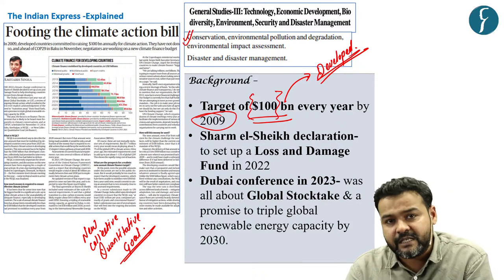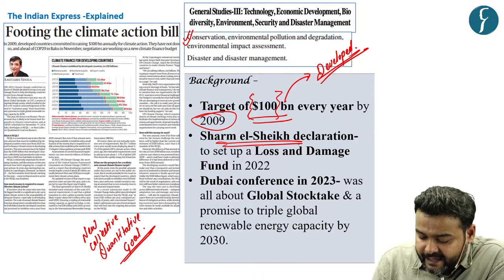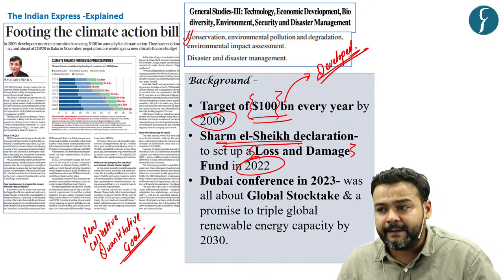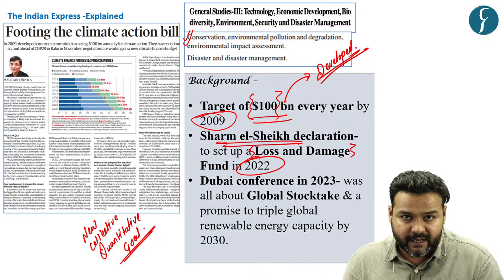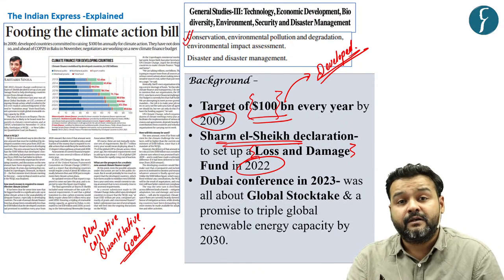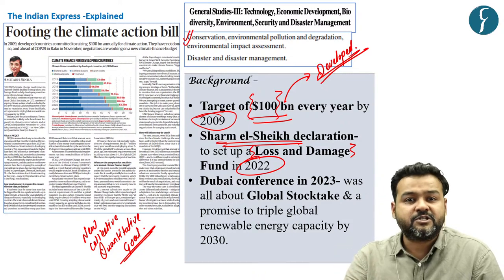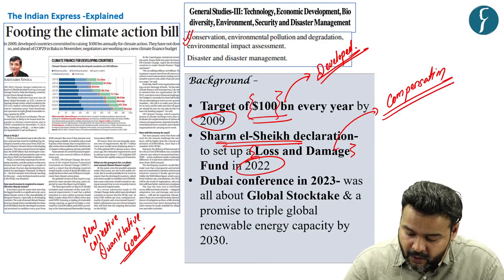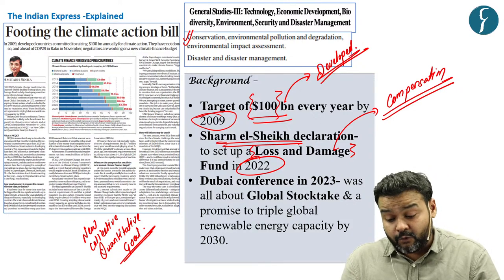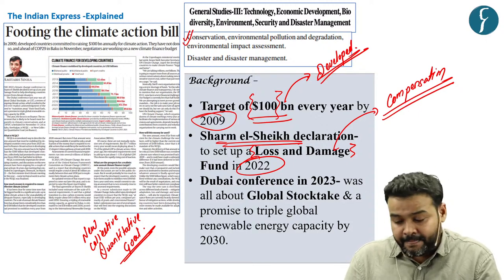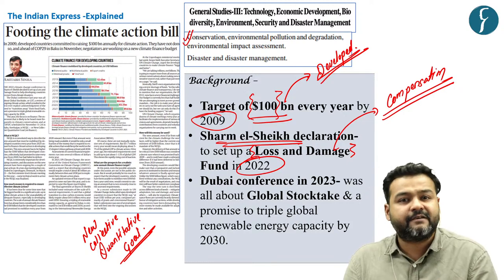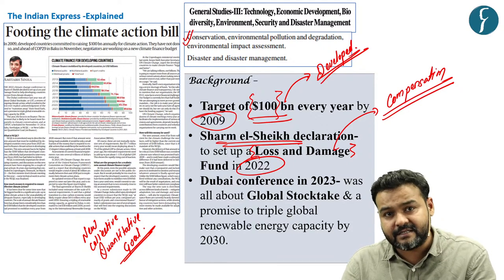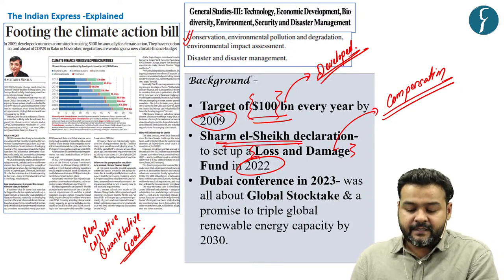So, in Sharm el-Sheikh, again, a declaration to set up a loss and damage fund was made. Now, what was it? In crude terms, understand that adaptation is your preparation to deal with any eventuality. This fund was, for the first time, focusing on the compensation that should be paid to those who have faced the consequences of climate change. And this was particularly for the least developed countries and the vulnerable countries who are at the forefront of facing the challenges related to climate change. So this fund was set up.